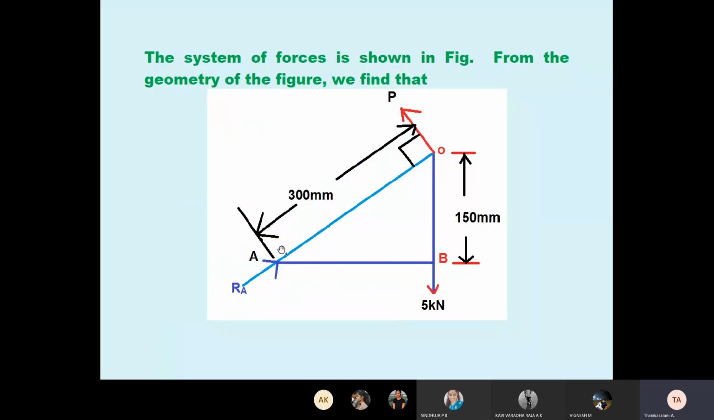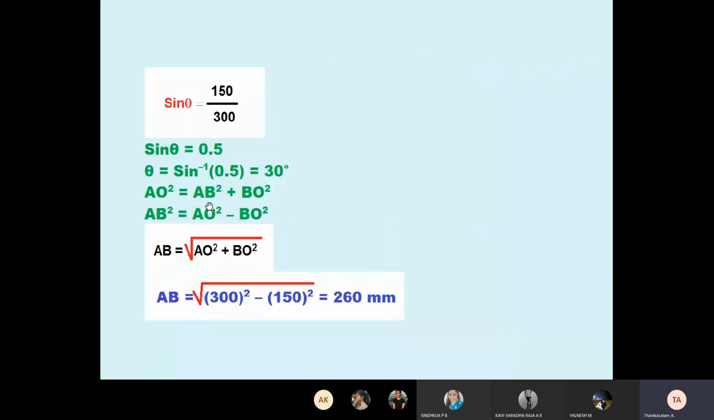So we know the distances here. AO is 300 mm, BO is 150 mm. I want distance AB. Apply Pythagoras theorem. What is the Pythagoras theorem? You have already studied it. Hypotenuse side squared equals the sum of the squares of the opposite side and the adjacent side. That is AO squared equals AB squared plus BO squared. I applied it here.